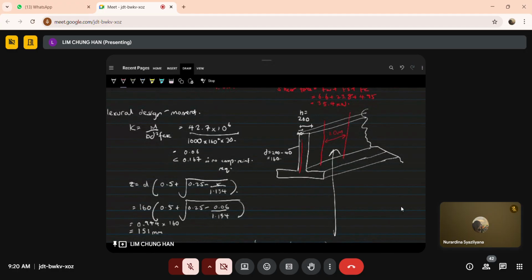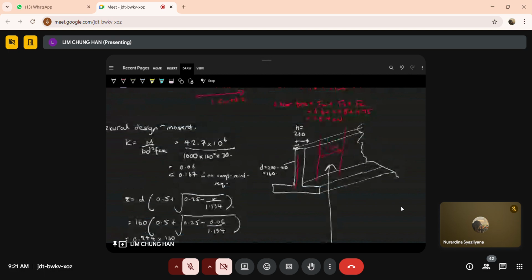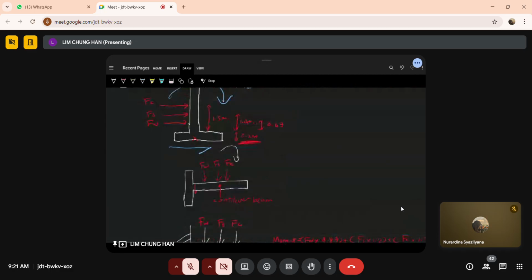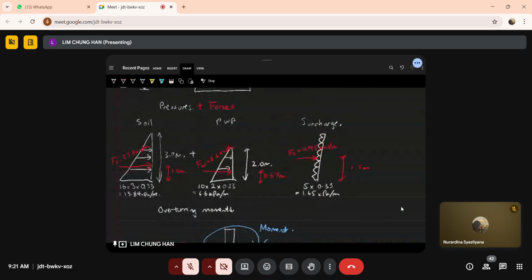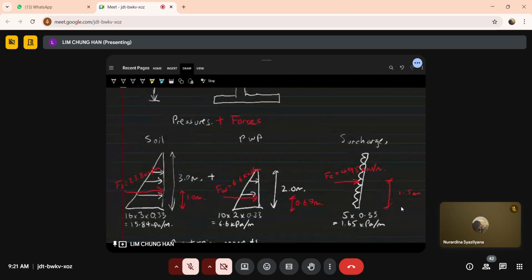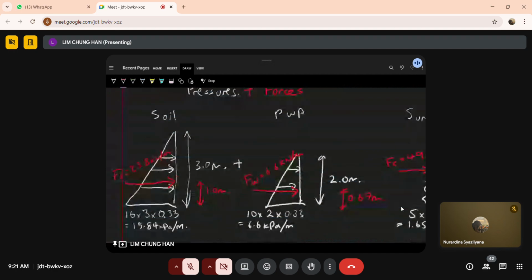Sorry, doctor, I just have a question. For Fs, how is the value 23.8? Did I calculate it wrongly? Are you asking me how I calculated it, or are you saying it's wrong? I don't want to say it's wrong, but isn't it supposed to be multiplied by 1 meter only? No. Okay, so Fs 23.8, right? Okay, it's okay. I'll go through with you again.